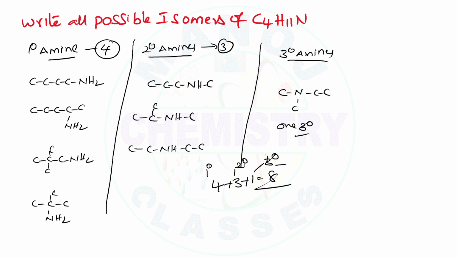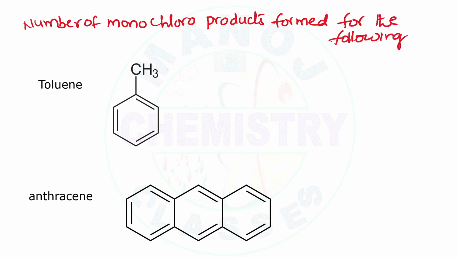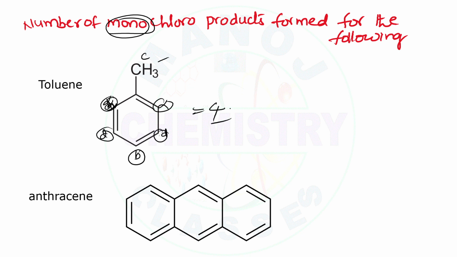So hope you understand. Coming to the next one, how many monochloro products are formed? I want only monochloro products. So here, how many monochloro products are possible? This one is one, this is another one, this is another one, this is another one. This one and this one 2, this one and this one 3, this one. So total how many are possible? 4 monochloro products are possible.